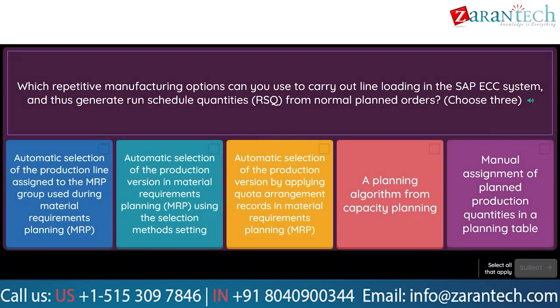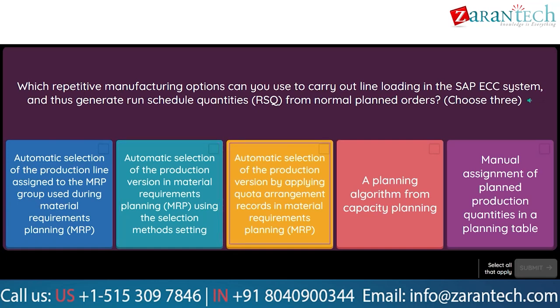Question: Which repetitive manufacturing options can you use to carry out line loading in the SAP ECC system, and thus generate run schedule quantities, RSQ, from normal planned orders? Choose 3. Option 1. Automatic selection of the production line assigned to the MRP group used during material requirements planning, MRP. Option 2. Automatic selection of the production version in MRP using the selection method setting. Option 3. Automatic selection of the production version by applying quota arrangement records in MRP. Option 4. A planning algorithm from capacity planning. Option 5. Manual assignment of planned production quantities in a planning table.